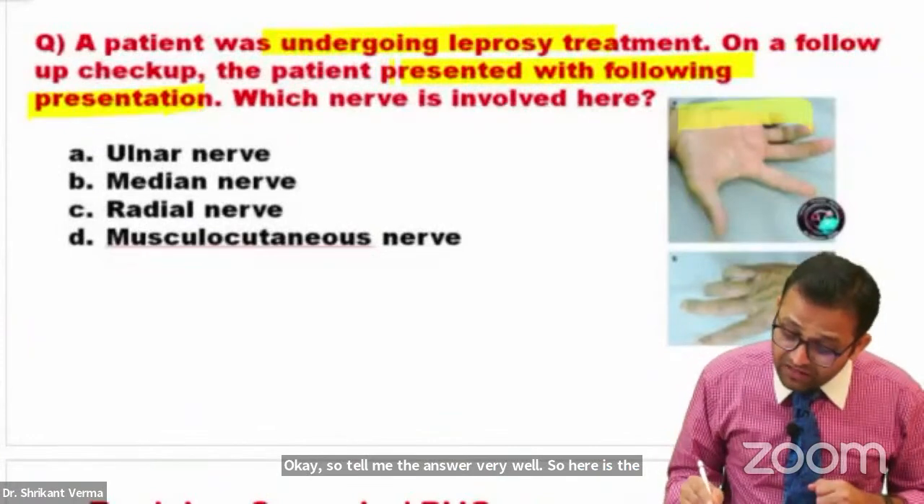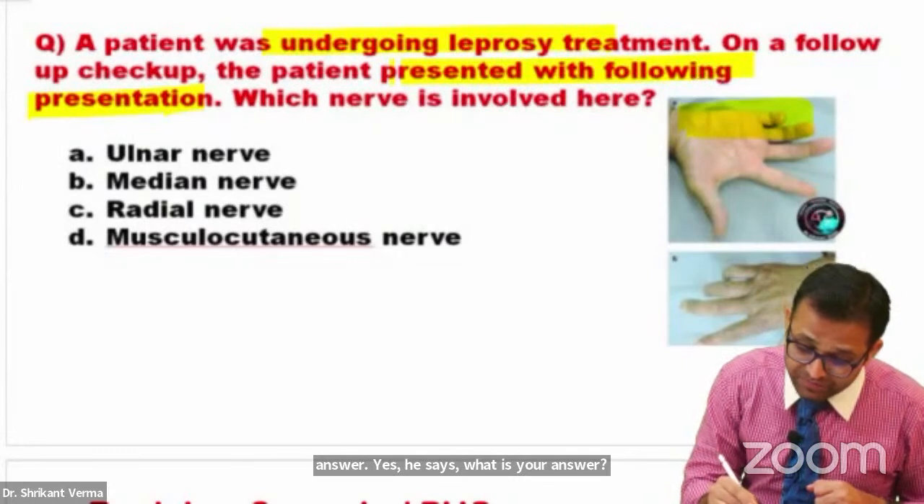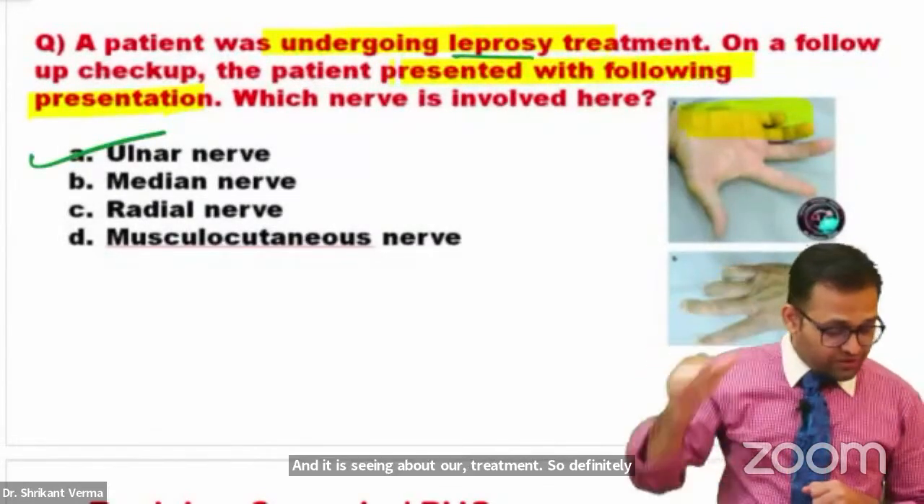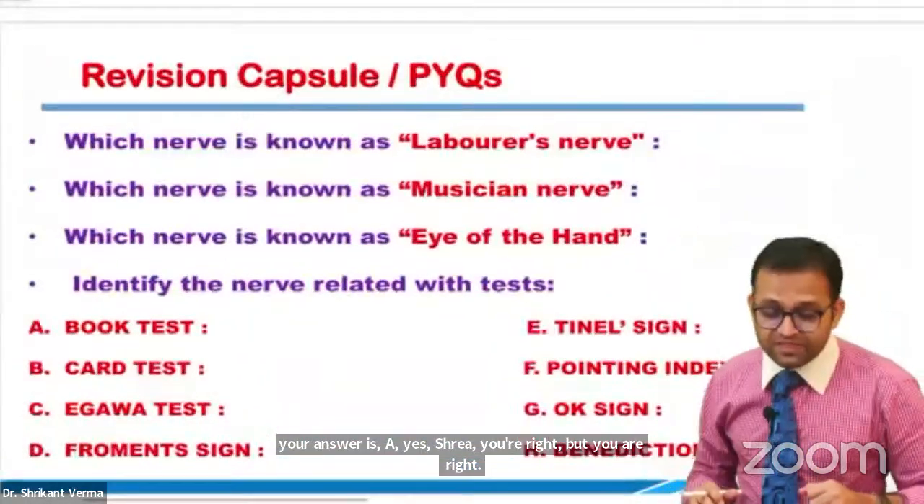See here, this is the ulnar claw hand, and it is pointing to leprosy treatment. So definitely your answer is A. Yes, Shreya, you are right. Okay. So now what I want to tell you are a few revision capsules.